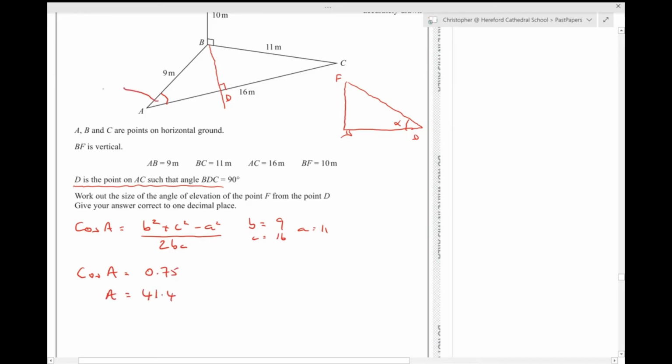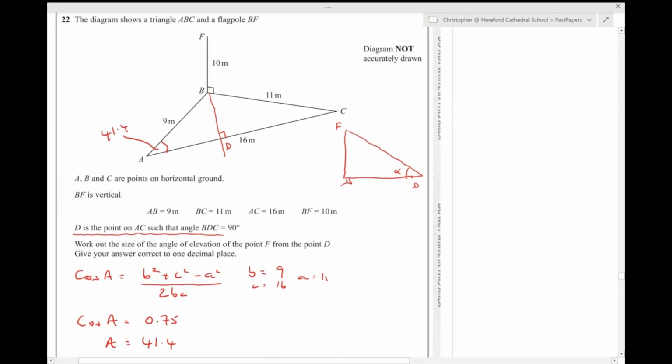Okay, there it is, 41.4. Okay, now how's that going to help me? Well, the answer is that it's going to enable me to find the length of BD. And if I can find the length of BD, if you have a look at my triangle on the right here, FB is 10. If I only knew BD, then I could use tan to find that angle alpha.